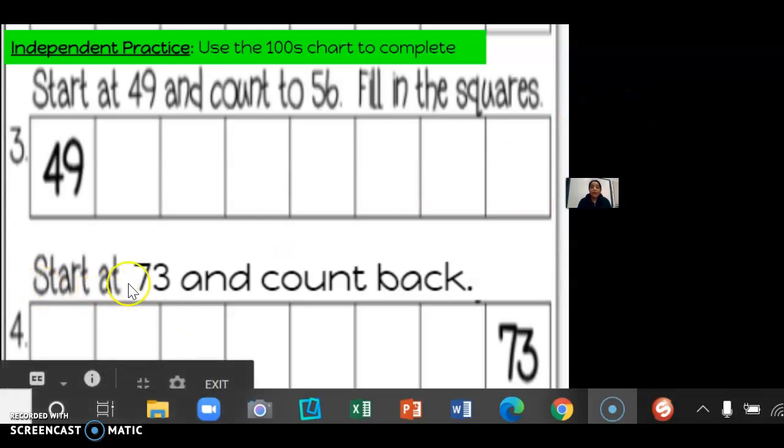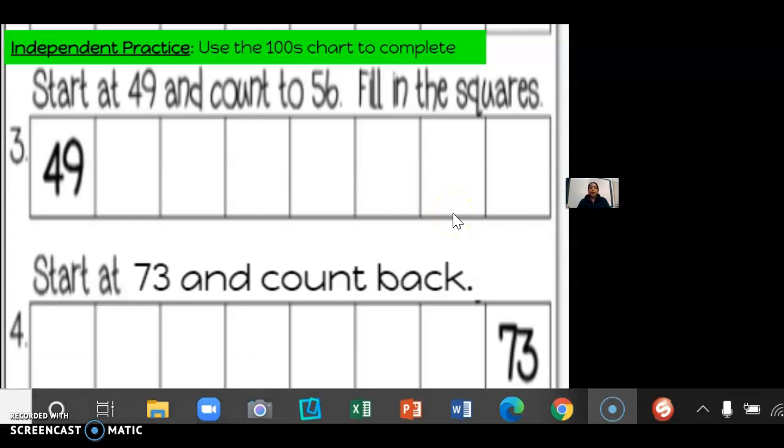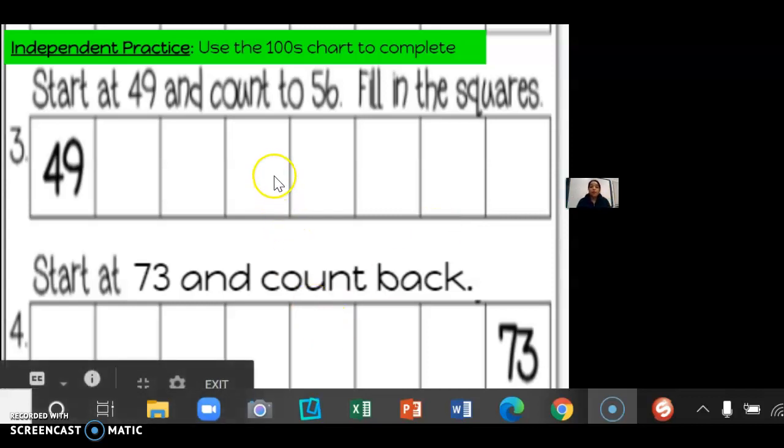And then for the second one, you're going to start at 73 and count back. So right here, you're going to go to 73 and you're going to fill in these boxes with the missing numbers while counting back. Remember, you're counting backwards and the numbers are getting smaller when you count back. So go ahead and complete these two rows as well as your hundreds chart.